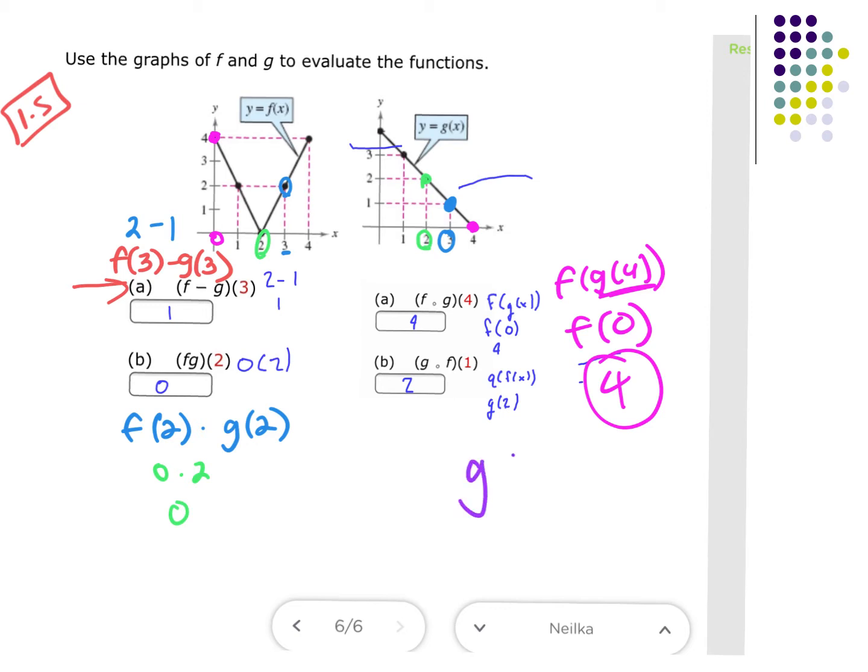B is g of f of 1. So we start with f of 1, which is here. The answer there is 2. And then I find g of 2. Go to the other graph. G of 2 is here. Coordinate point's here. And that y is 2.